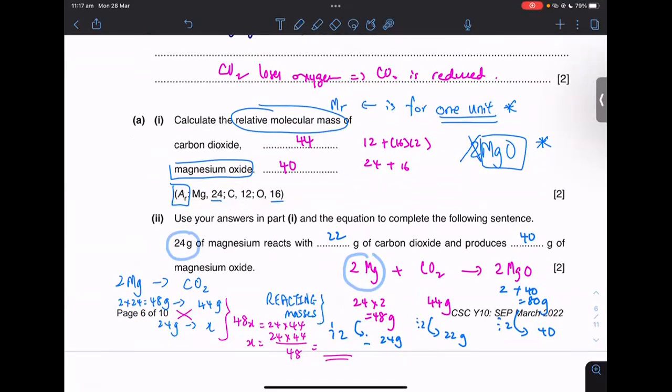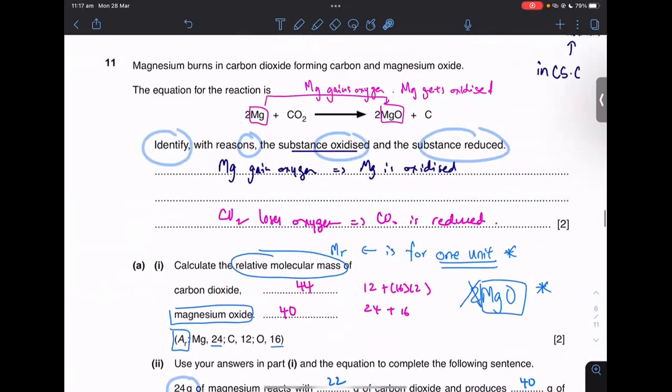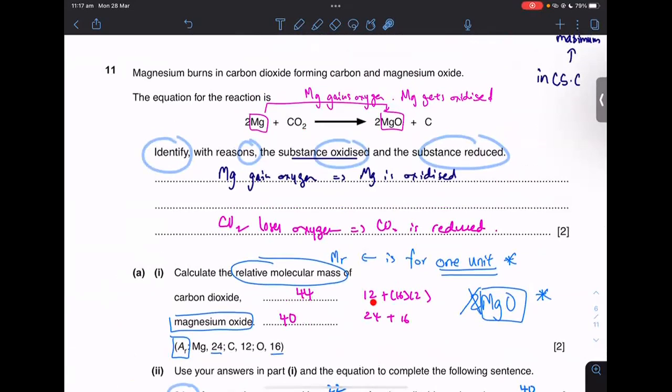Okay, so carbon dioxide from the equation CO2, there are 1 carbon and 2 oxygen, should be all right using this value here.